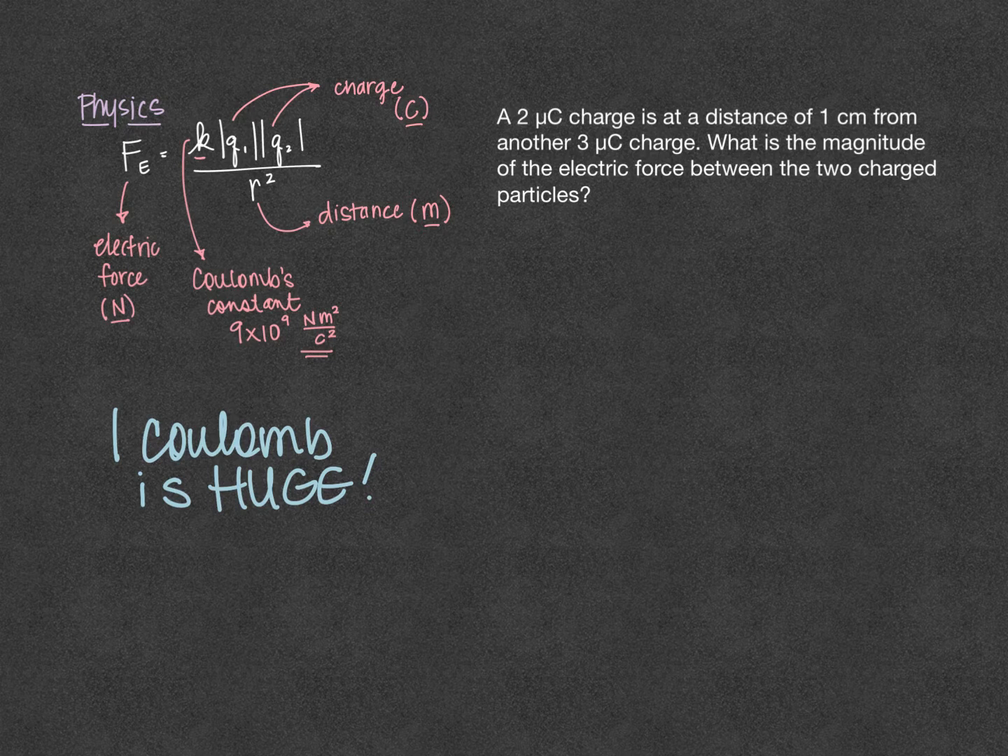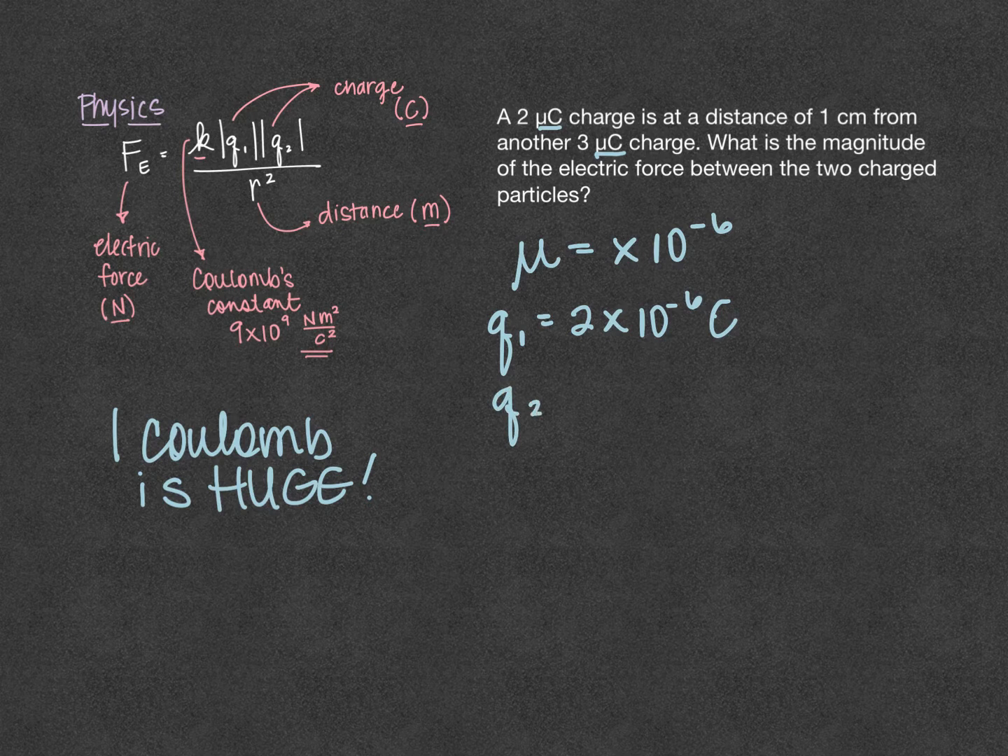First of all, notice that the charges are measured in microcoulombs. The micro symbol is a mu, similar to the coefficient of friction, but mu means times 10 to the negative 6. So Q1 could be written as a 2, and then we're going to replace micro with times 10 to the negative 6 coulombs. And then Q2, the other charge, will be 3 times 10 to the negative 6 coulombs.